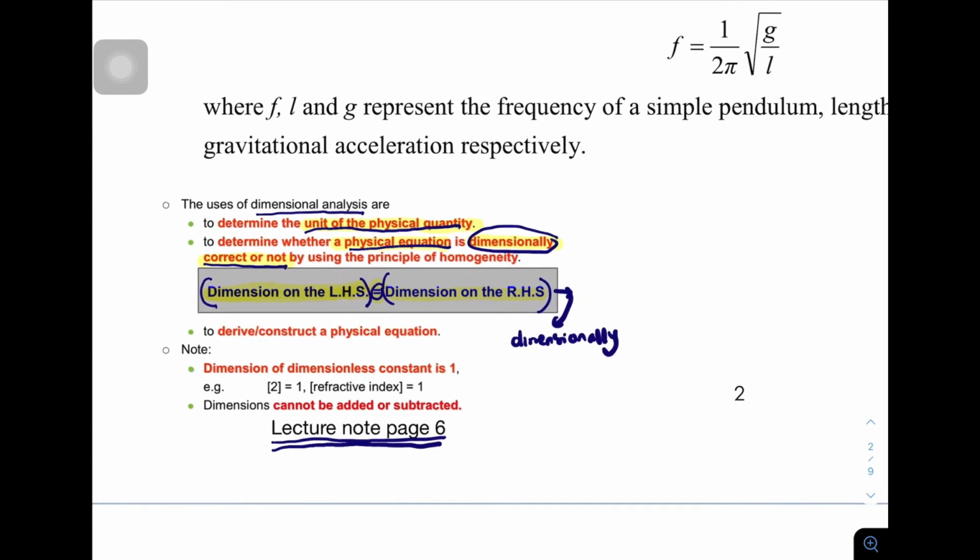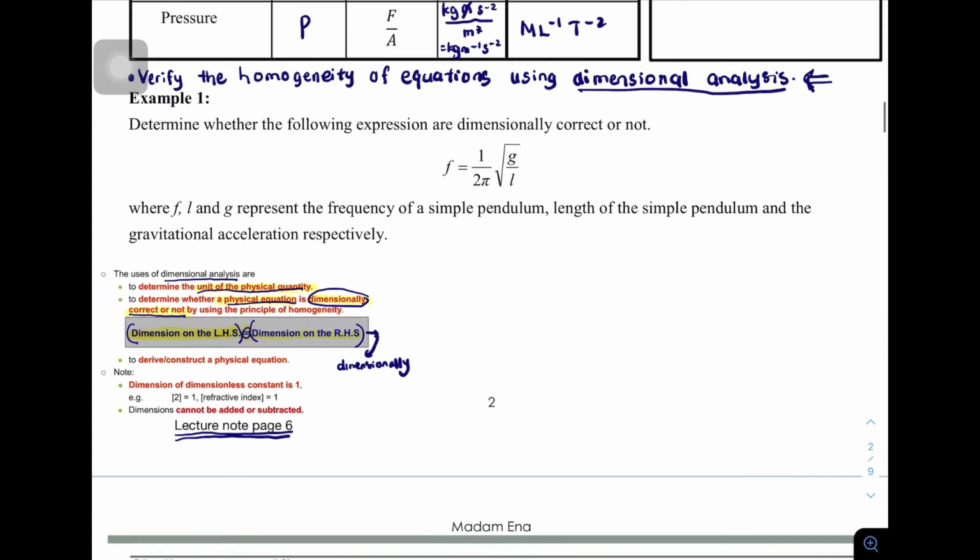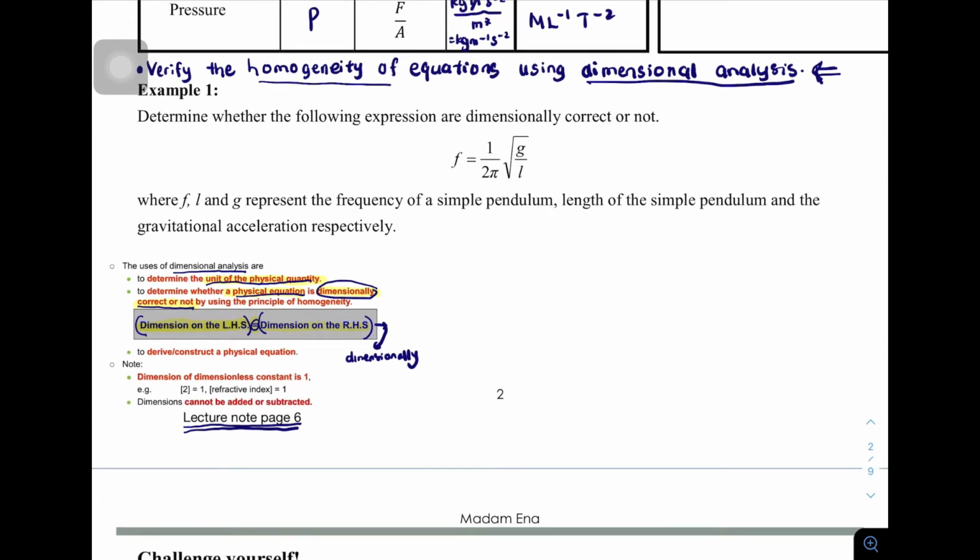Okay, so how do we use this statement in verifying homogeneity of the equation? Let's look at example 1. Determine whether the following expressions are dimensionally correct or not. Remember, if they are correct, the dimension left and right is the same. So we have left hand side f, frequency, and right hand side 1 over 2 pi square root g over L.